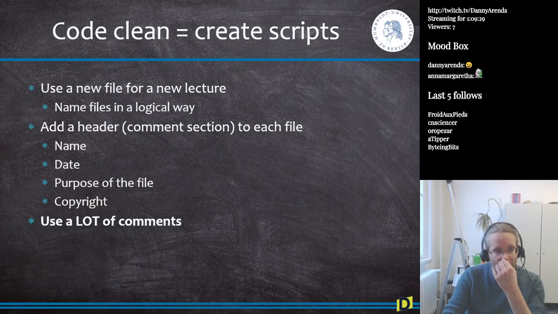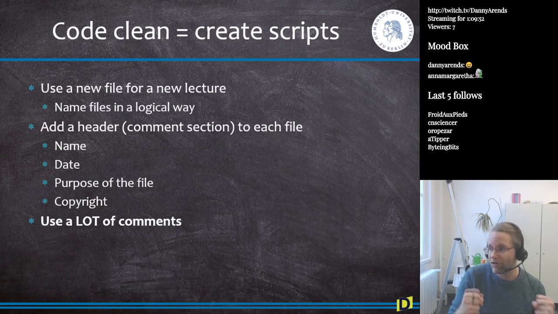So when you start coding, one of the things that you should force yourself to do is to always add a header to each file. So a comment section where you state the name of the file, the name of the author, the date at which the file was created, the purpose of the file, and always add something about copyright. Say just on the top of the file, this is mine and no one is allowed to use it. Or say, I don't care, anyone can use it, right? Just state the purpose of the file. So what is it going to do? And state what you think is the copyright. So it is mine, no one is allowed to use it unless they say my name 15 times. And of course, use a lot of comments in each of the files that you create.